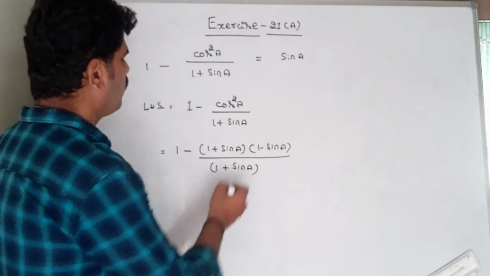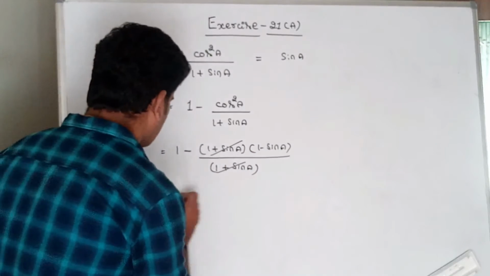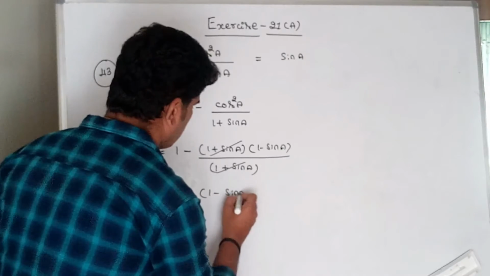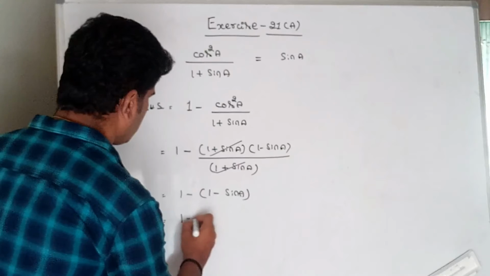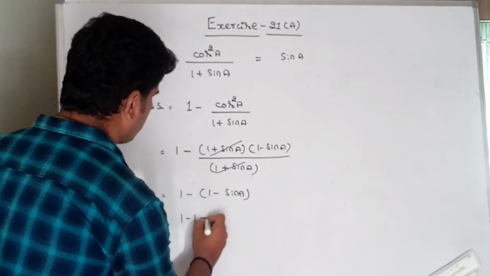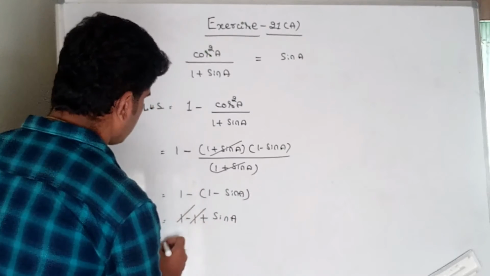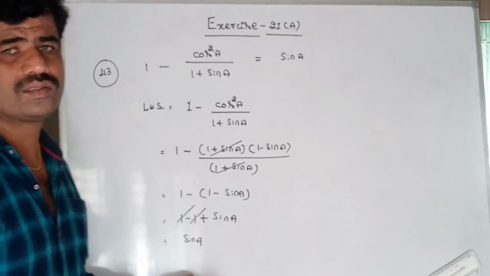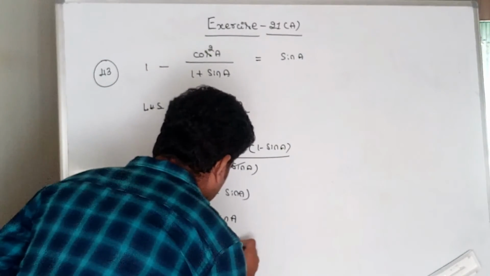Understood now? Now 1 plus sin A and 1 plus sin A get cancelled. So that is equal to 1 minus of 1 minus sin A. Now take the minus inside the bracket: minus into plus, minus 1; minus into minus, plus sin A. Now plus 1 minus 1 get cancelled. So what is our answer? That is equal to sin A. So this is our required answer, that is equal to RHS.